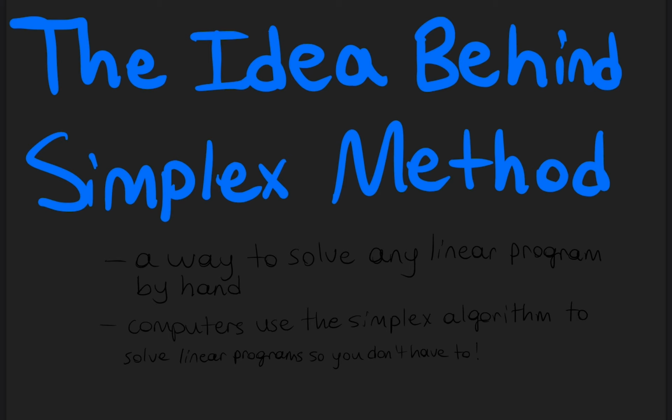It can literally solve any linear program you can come up with as long as you standardize the linear program to a normal linear program form. So computers use this simplex algorithm to solve linear programs so that you don't have to, but you can, using the simplex method, as you can use the simplex method to solve any linear program by hand. But computers just use this algorithm for you. They perform it a lot faster than you.